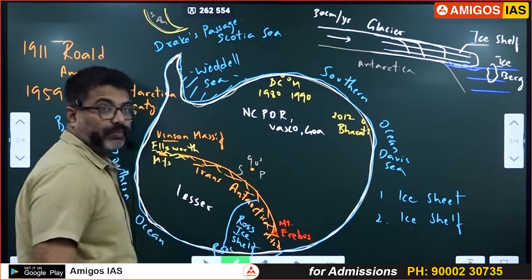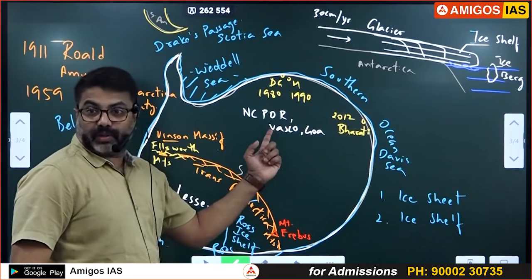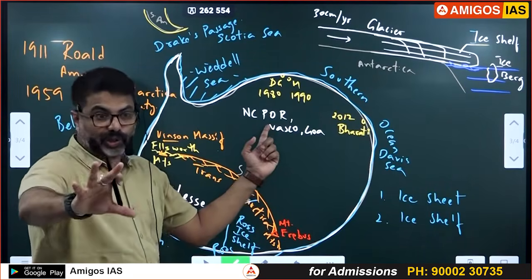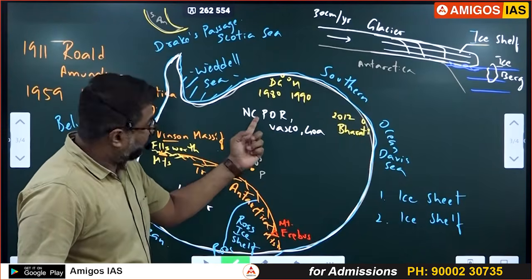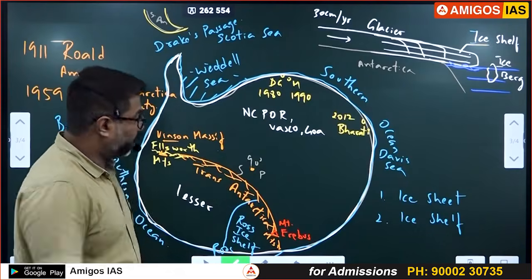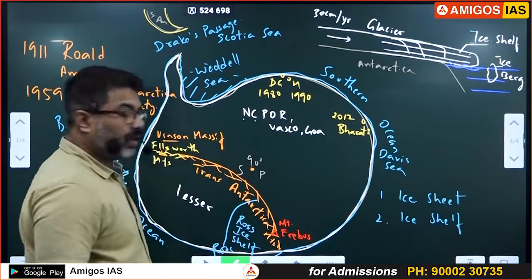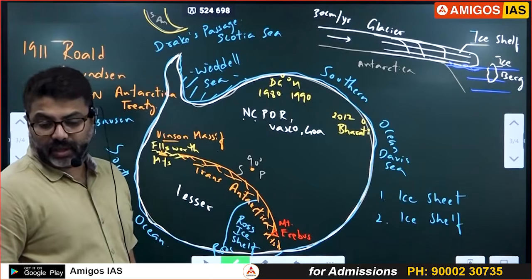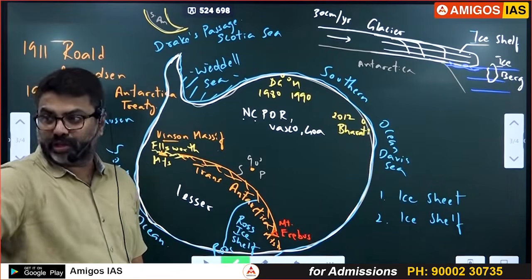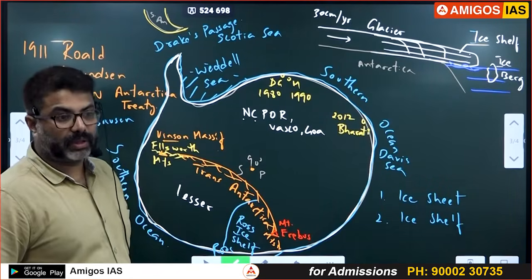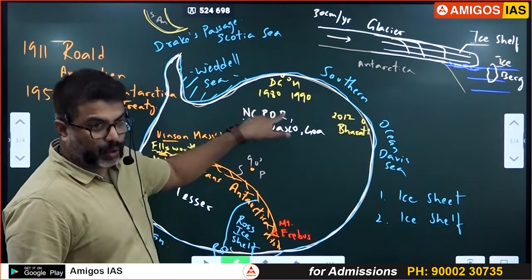Okay, I'll repeat this for all of you. In Goa, there is a place called Vasco, like Vasco da Gama, the place name. There is an organization called the National Center for Polar and Oceanic Research. What is polar? Arctic, Antarctic. Ocean, related to the ocean. National Center for Polar and Oceanic Research.